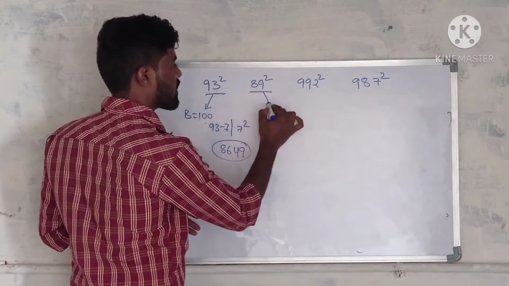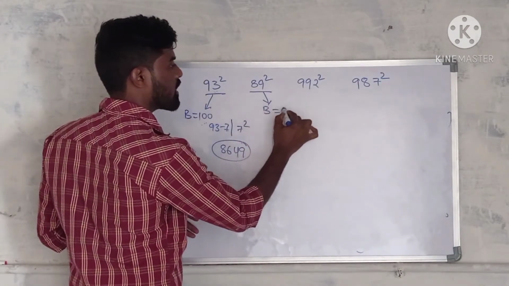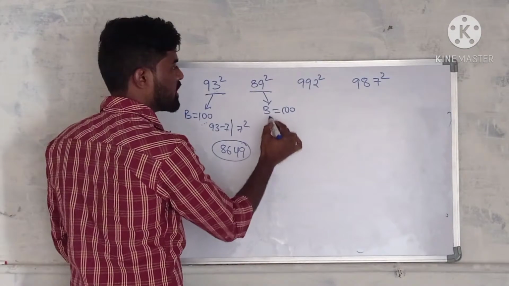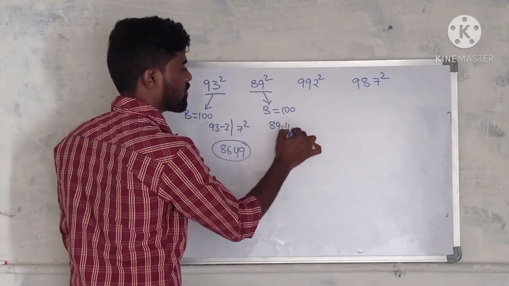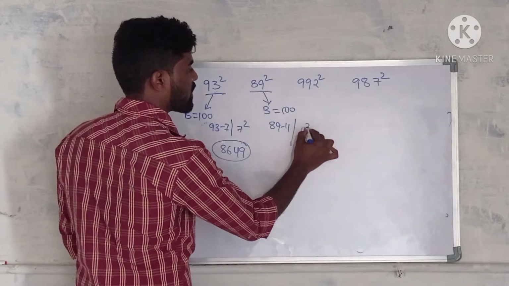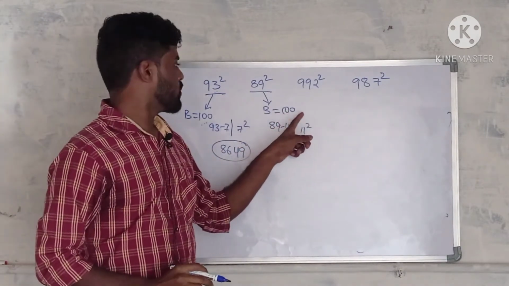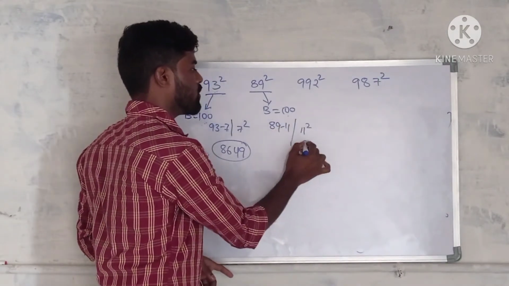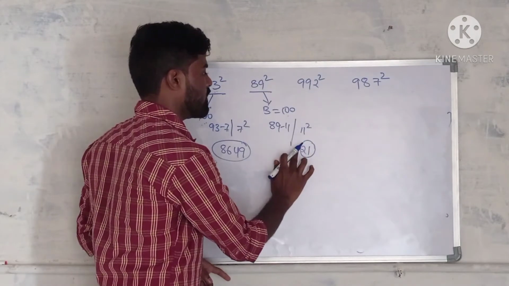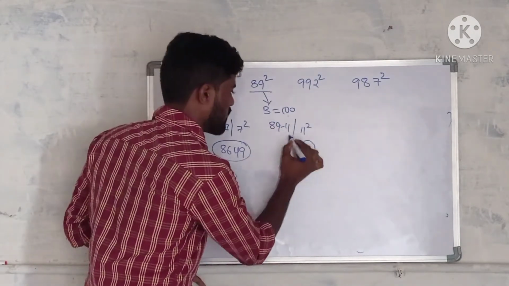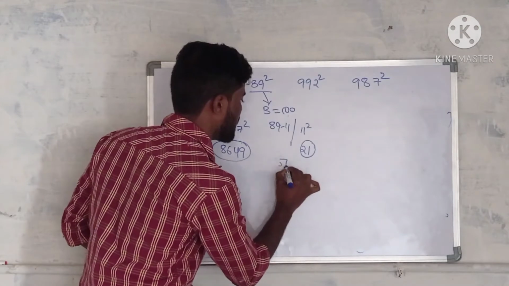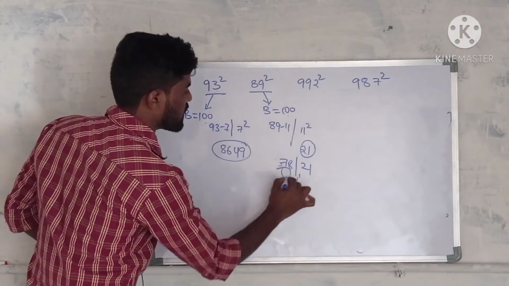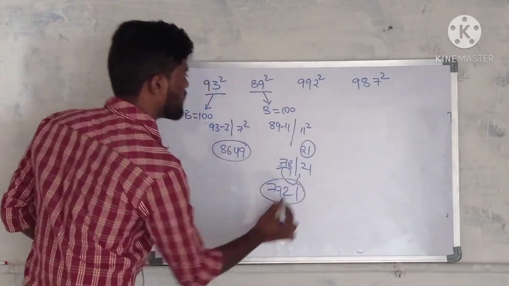Now we will solve 89 square. It is near to 100, that means the base is 100. It is 11 less than 100, so LHS becomes 89 minus 11. RHS becomes 11 square. Here the base contains only 2 zeros, and 11 square is 121, that means we have to write only 2 digits in the RHS, and we will add 1 to the LHS. 89 minus 11 is 78. We add 1 to this number, 79, then 21. This is 89 square.